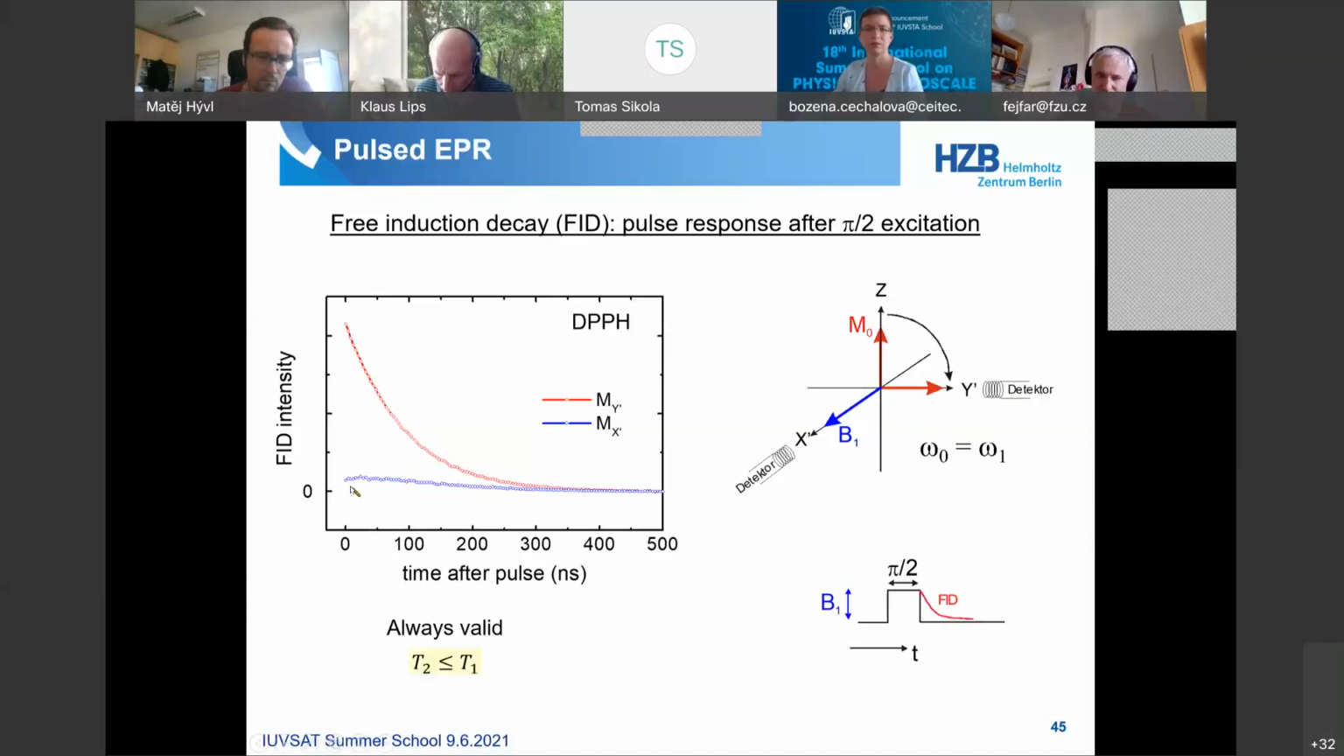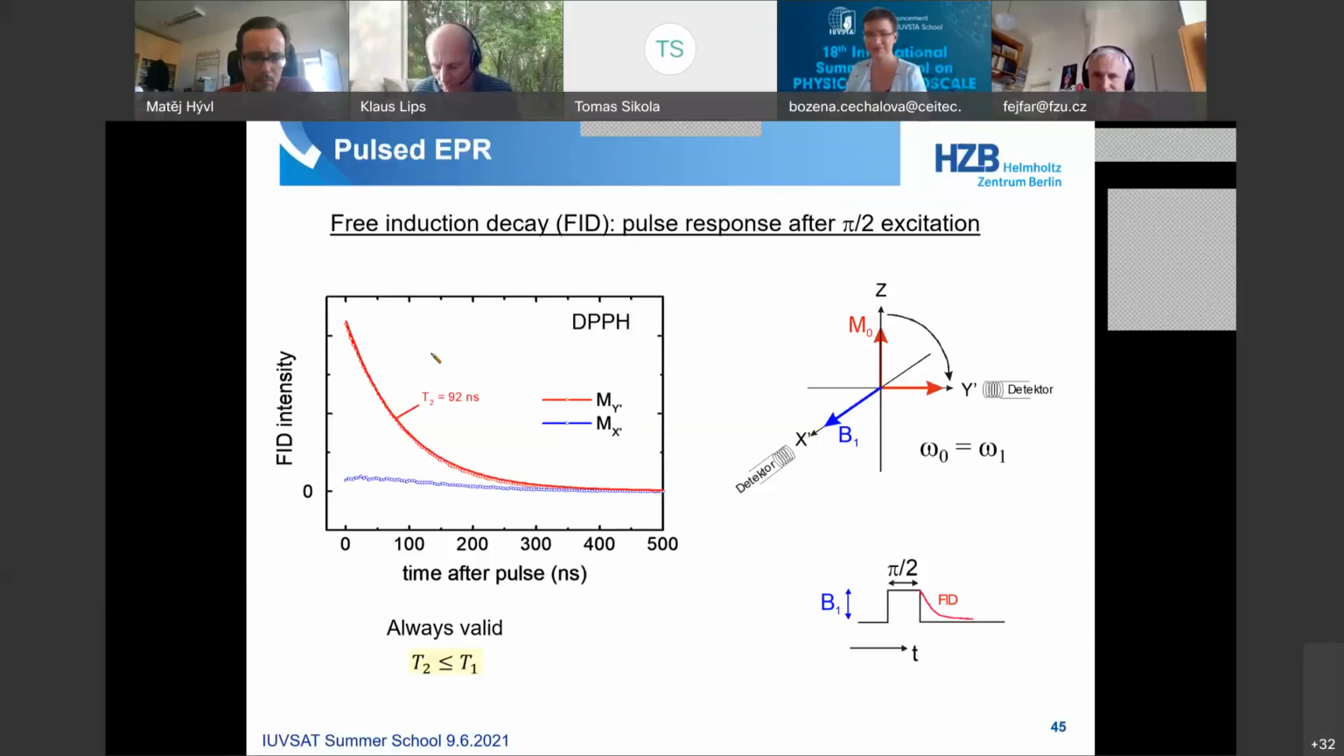So that is basically 0. And this decay, this one here, we call the free induction decay. And if you Fourier transform that free induction decay, you can fit it, of course, with an exponential. So in this case, it's 90 nanoseconds. That then gives you the complete spectral information of the system.